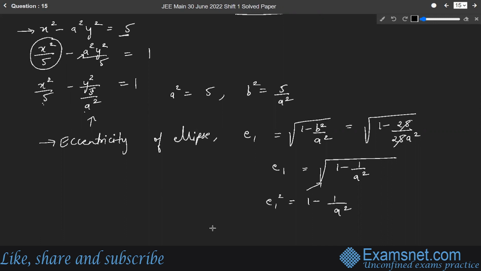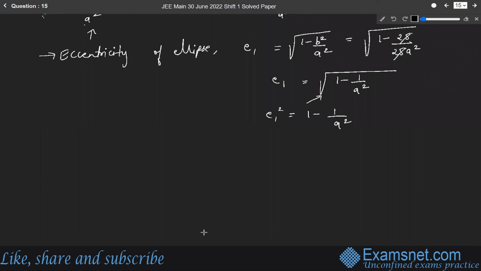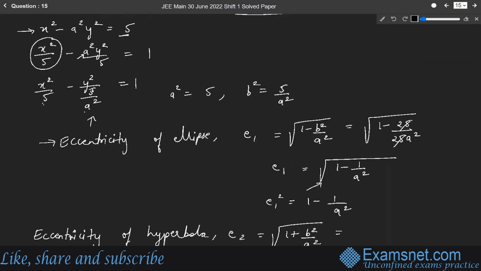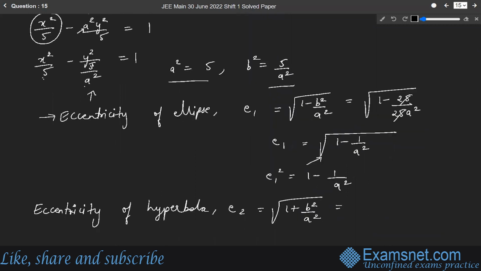Similarly, let us calculate the eccentricity for the hyperbola. Do you know what is the basic formula to calculate the eccentricity for a hyperbola? Eccentricity of hyperbola is basically calculated as under root of 1 plus b square upon a square. And let the eccentricity of hyperbola be E2. We have the values for b square and a square for the hyperbola. What is the value? A square is 5 and b square is 5 upon a square.